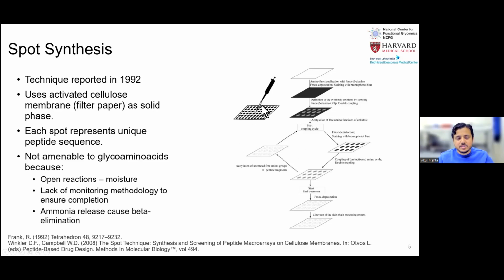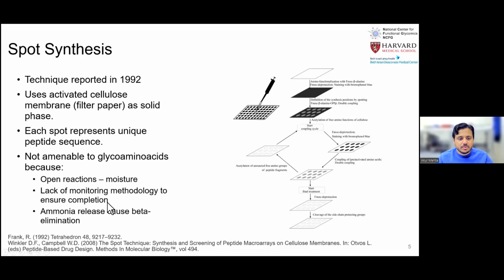But this classic method of spot synthesis was not very easy. We tried this obviously, but it was not conducive to glycoamino acids because there were several issues with it. Firstly, the original method described was kept in open reaction vessels, and usually glycoamino acids take a longer time to react at room temperature, and this makes it susceptible to moisture attraction, which causes side reactions and incomplete reactions and inefficiencies.